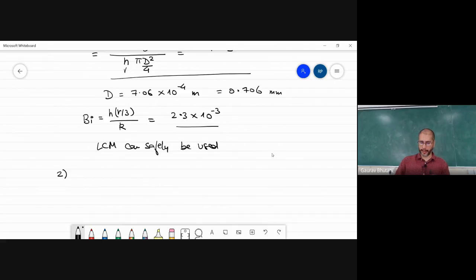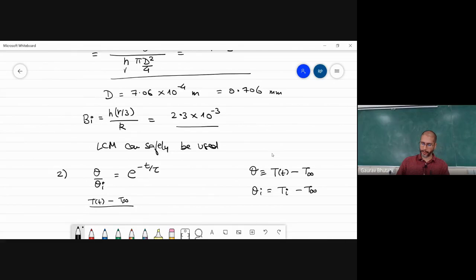So again, if we recall yesterday's solution that we had obtained, we had theta divided by theta I equal to e to the power of minus t by tau. Just quickly checking it. Yeah, so this is what we got. Theta was defined as temperature minus T infinity, and theta I was initial temperature minus T infinity. If I substitute those numbers, I get T as a function of time minus T infinity. T infinity is 200 degrees centigrade. That's the gas stream temperature.